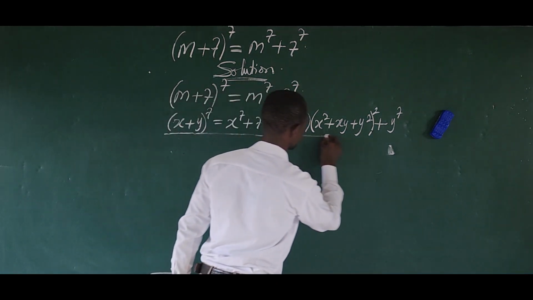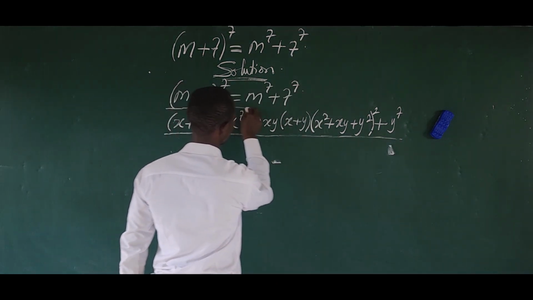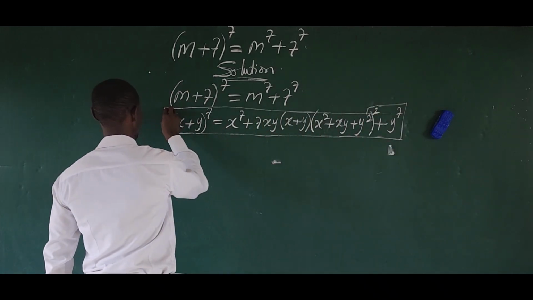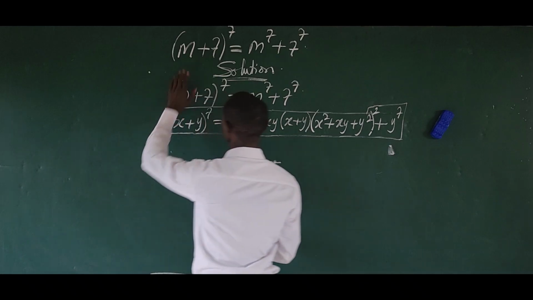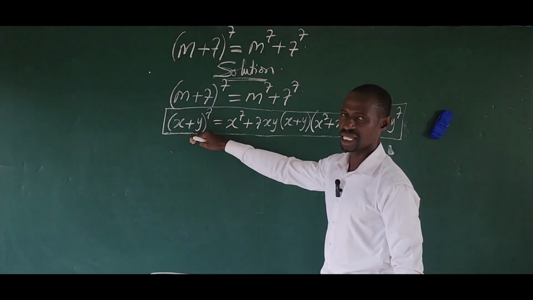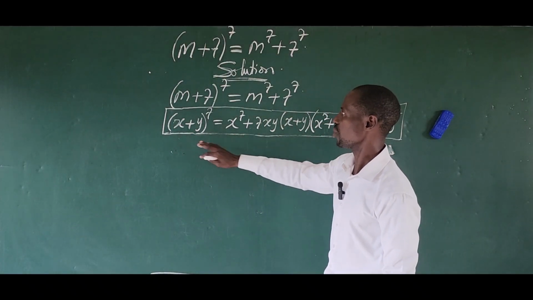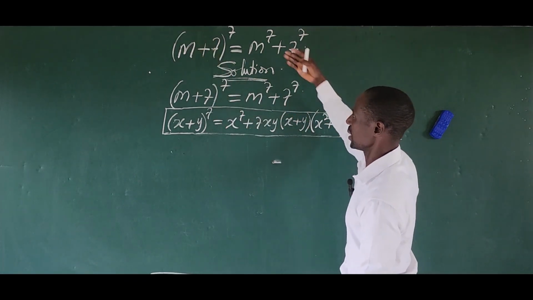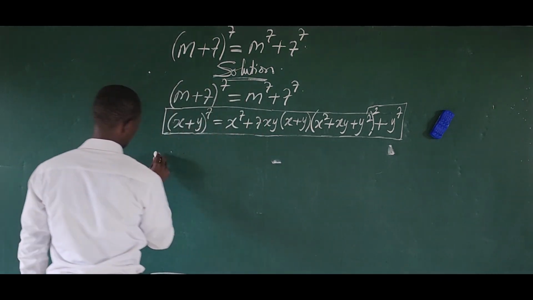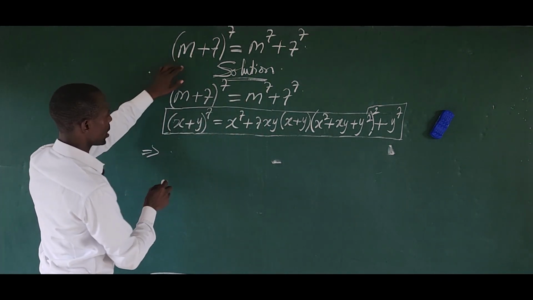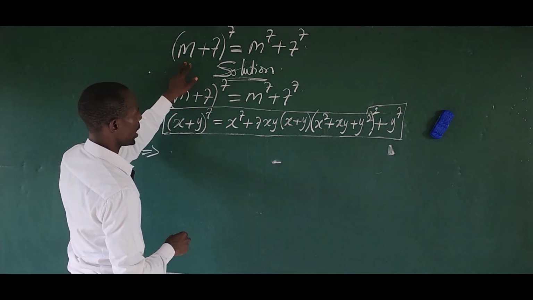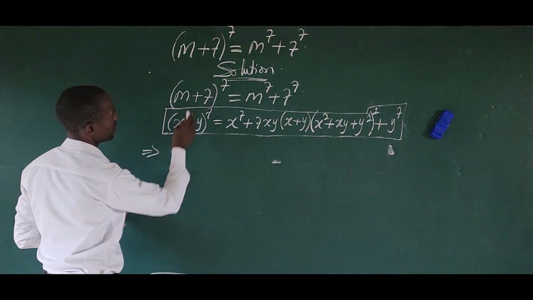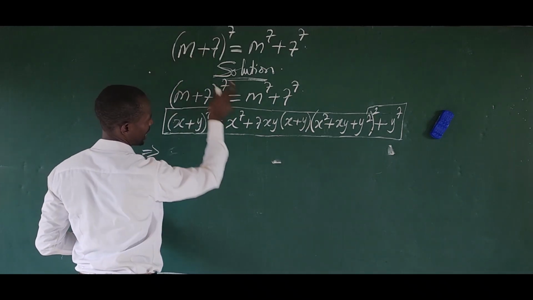So this is what we're going to use in solving this expression. This side of our equation is of this form, so we have to rewrite this expression in this format, keeping this side. Here, we have our x to be m and our y to be 7. We want to express this side in this form.